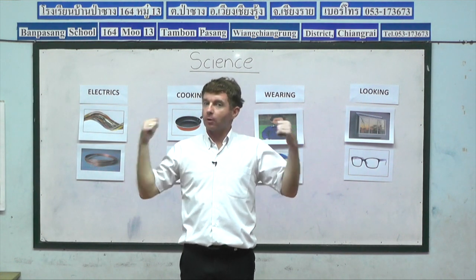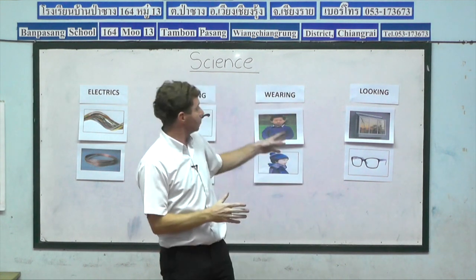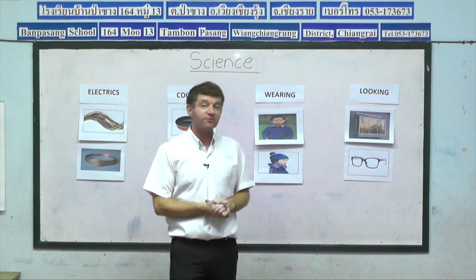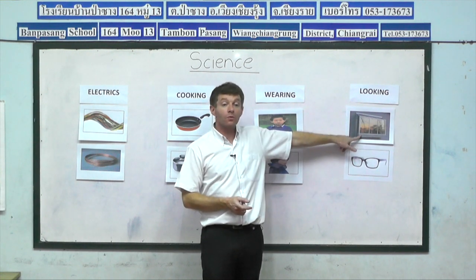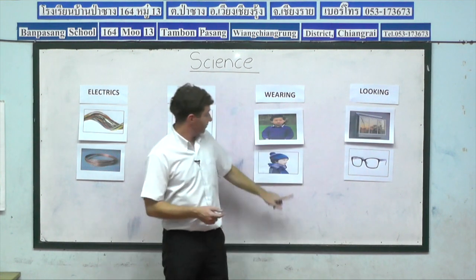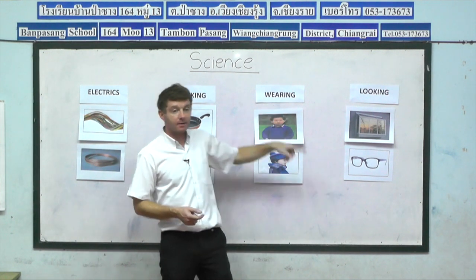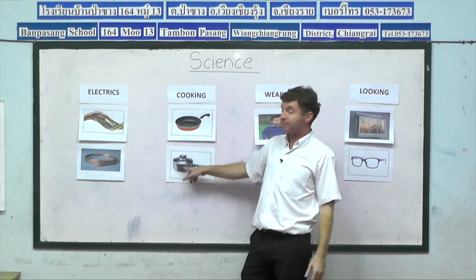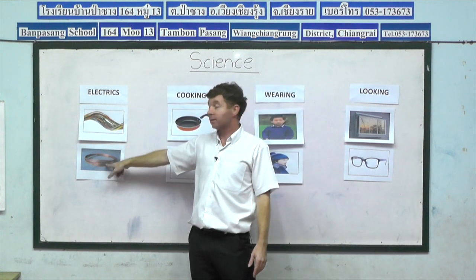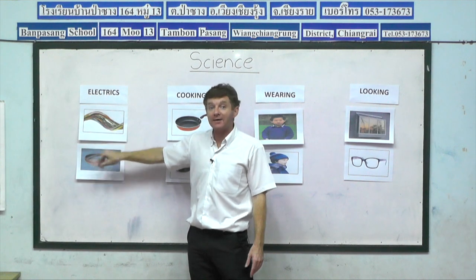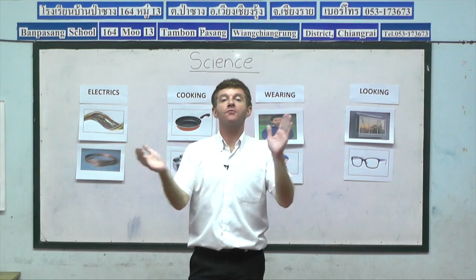So now that we've got all of our different objects on the board, you notice the different uses, how they all share similarities. So let's practice speaking one more time. Eyeglasses. Window. For looking. Scarf. Hat. Jumper. Wearing. Saucepan. Frying pan. For cooking. Copper, plastic, make the wires, for electrics. Excellent, guys. Very well done.